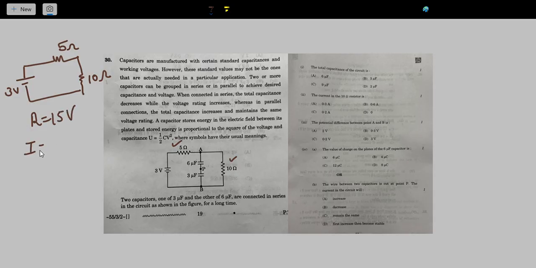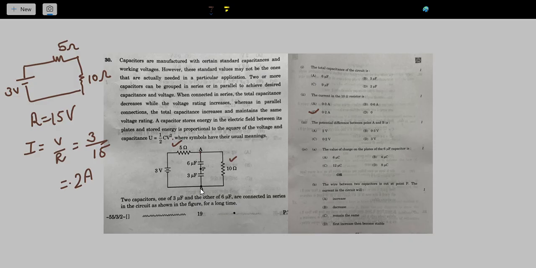So the equivalent resistance of the circuit would be 15 ohm, and the voltage is 3 volt. We know current is equal to V by R, and V is 3 volt and resistance is 15. So we will get 0.2 ampere current. So the answer of the second question would be 0.2 ampere, right? Next, move to the third question. They have asked the potential difference between A and B, right?